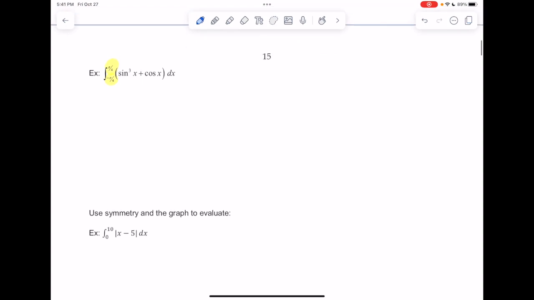And we can. So let's go ahead and break this into 2 pieces. The first one will be the integral from -π/4 to π/4 of sine cubed of x.